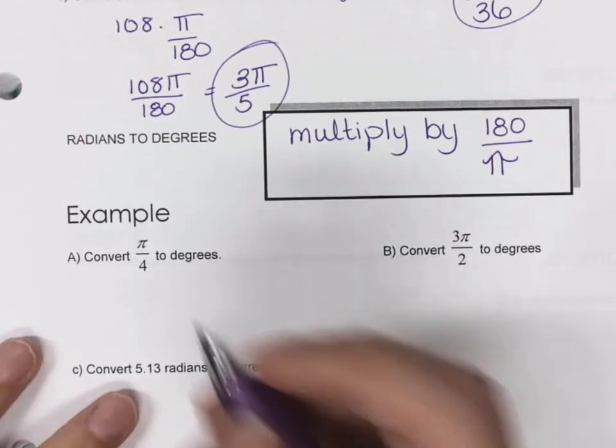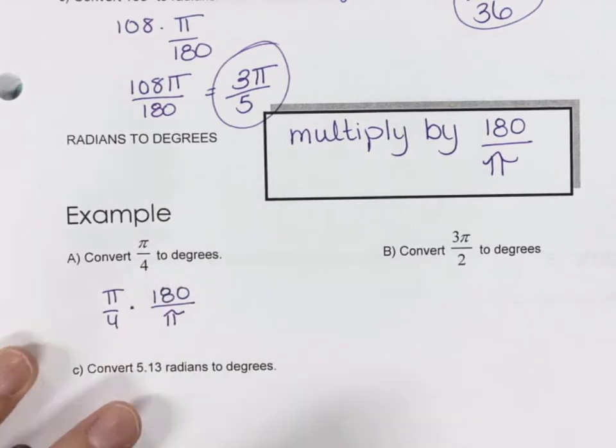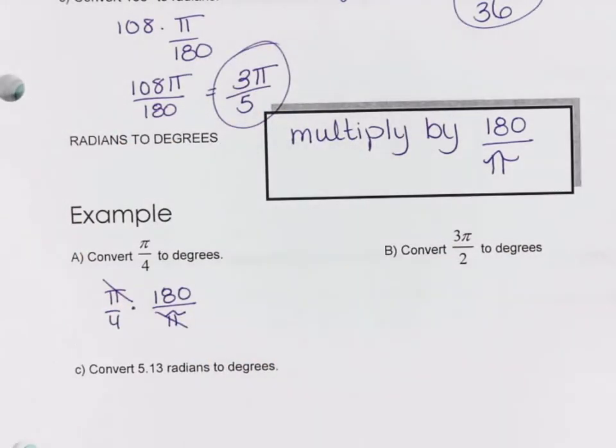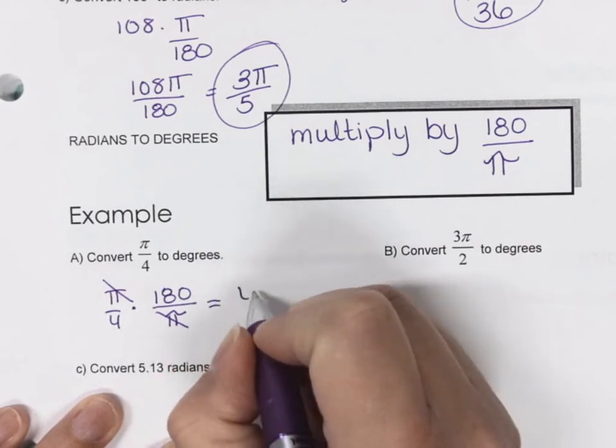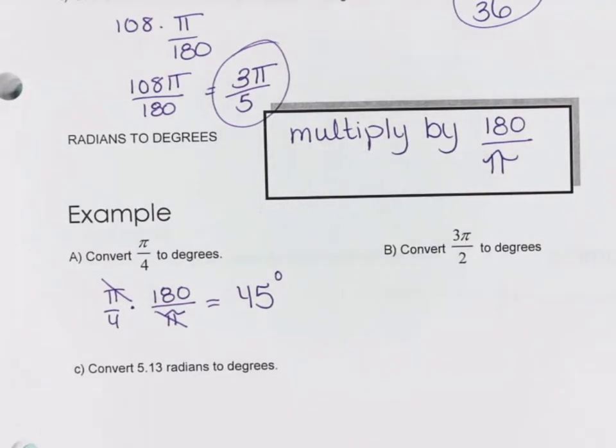Okay, so we have pi over 4 times 180 over pi. What can you cancel out right away? Definitely the pi's are gone. And how many times does 4 go into 180? 45. But my answer is now in degrees. I just converted it to degrees, so I need the actual symbol, right? It's kind of like dealing in kilometers and meters. It's so important that you put your units of measure so that you're accurate.